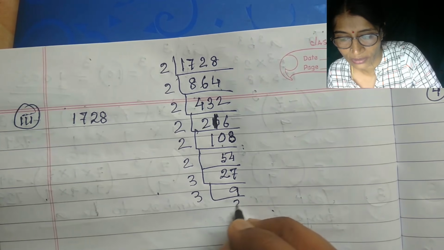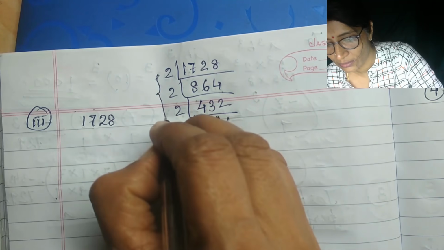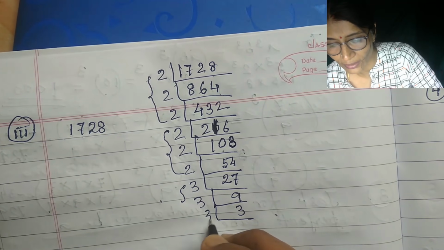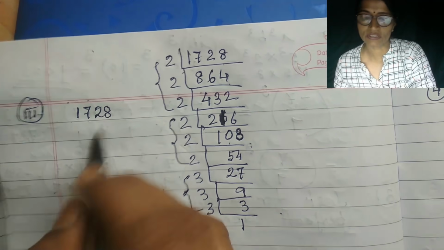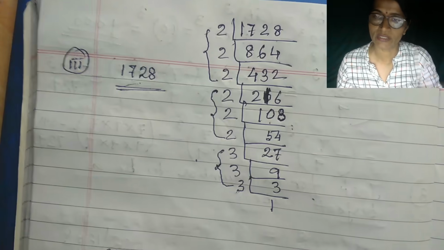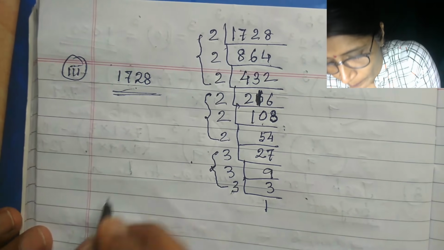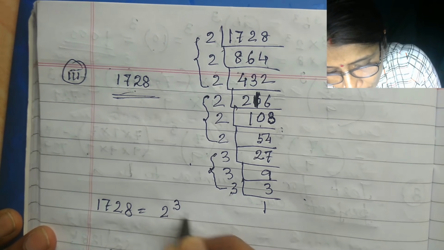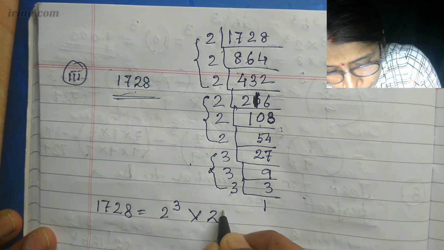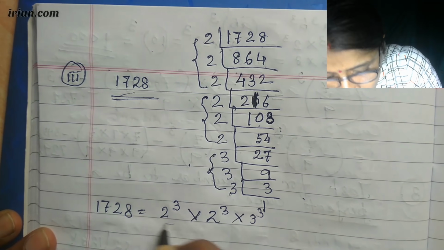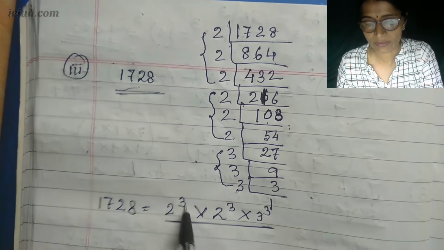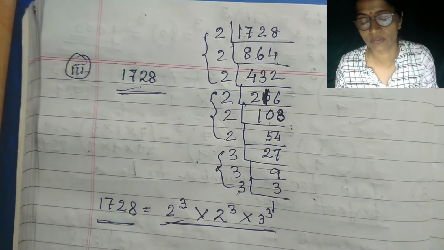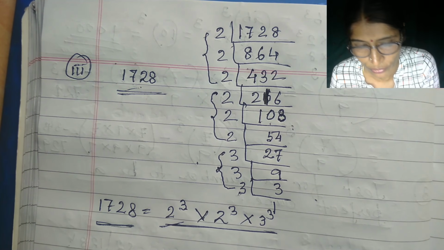So can you see here this is one triplet, another triplet, and this is another triplet. So this is a perfect cube. 1728 is a perfect cube. Perfect cube of what? 1728 is equal to 2 to the power 3 into 2 to the power 3 into 3 to the power 3. We can write it in terms of power also. When the power is 3, it means it is a triplet. So this is a perfect cube. So 1728 is a perfect cube.